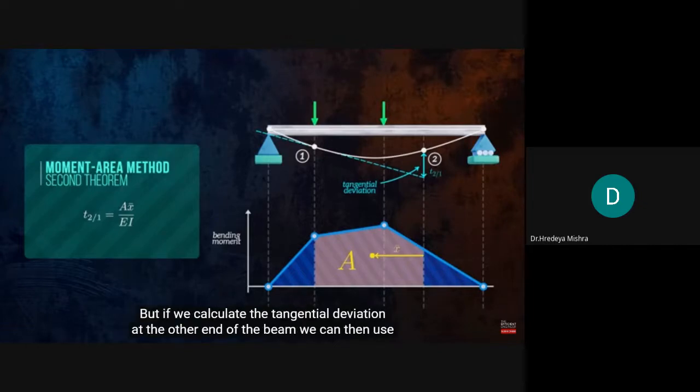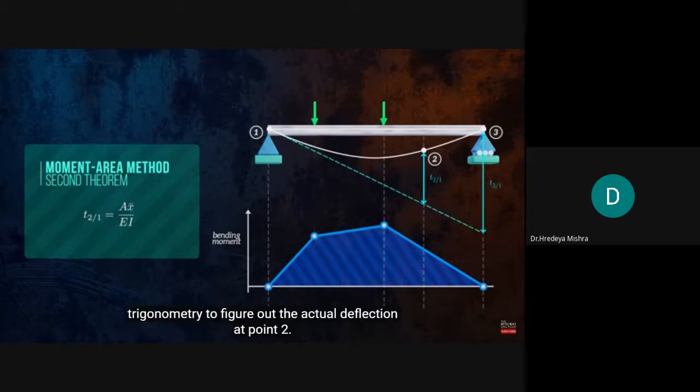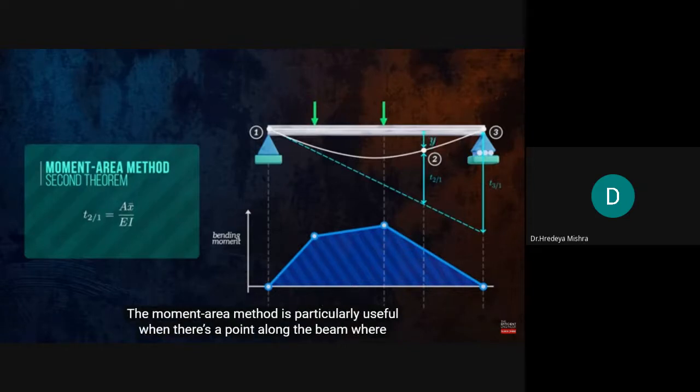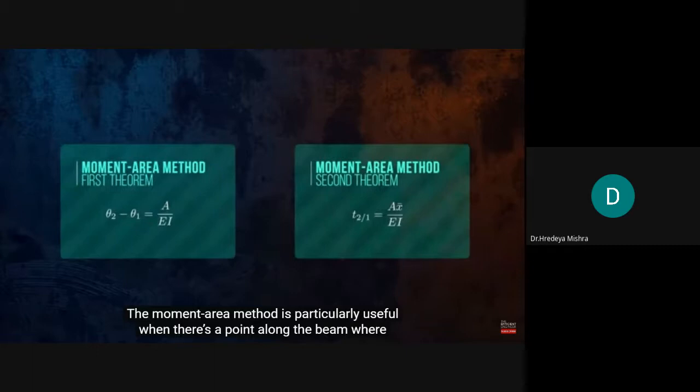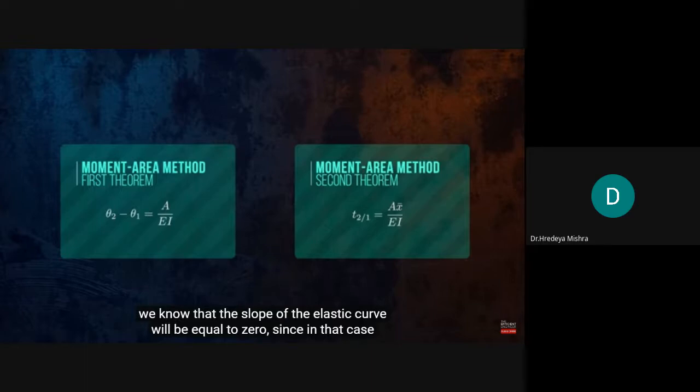But if we calculate the tangential deviation at the other end of the beam, we can then use trigonometry to figure out the actual deflection at point 2. The moment area method is particularly useful when there's a point along the beam where we know that the slope of the elastic curve will be equal to 0, since in that case, calculating the tangential deviation gives us the deflection directly. This is why the moment area method is often applied for cantilever problems.